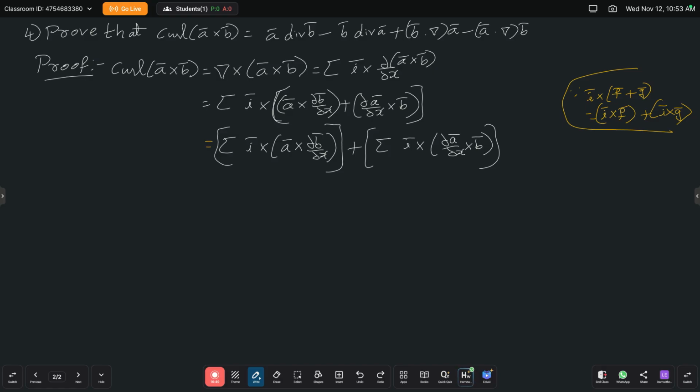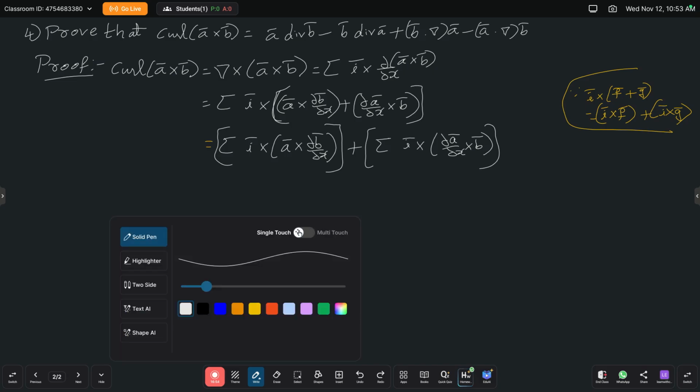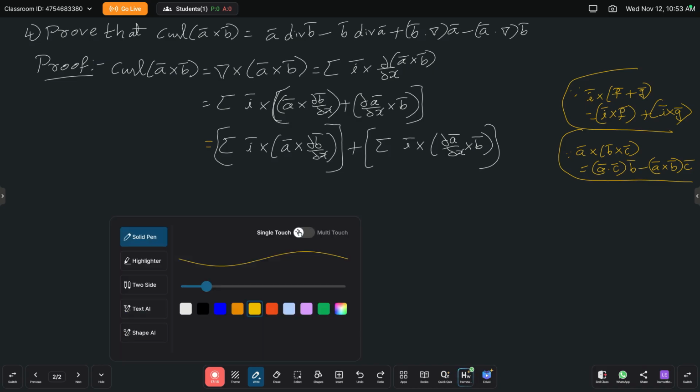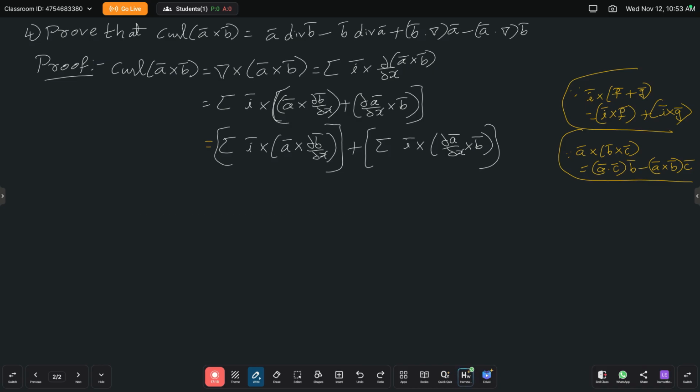Now, as we discussed in the previous property, we use a basic formula, that is A bar cross of B bar cross C bar. What is A bar cross of B bar cross C bar? A bar dot C bar into B bar minus A bar dot B bar into C bar. So using this formula and expanding both the terms in the right hand side part, what will the first term be?